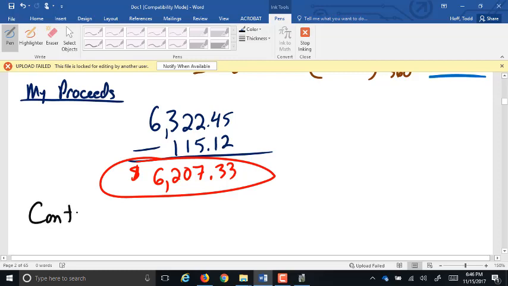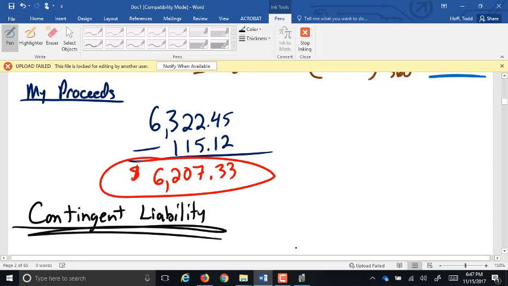I'm going to throw out a big word here. Contingent liability. Contingent means something that exists under certain conditions. Now, the book describes it as though I sold Kyle's loan to the bank. That's not true. I did not sell Kyle's loan to the bank. I took out a loan from the bank based on Kyle's loan, and as part of that agreement, I gave the bank the right to collect from Kyle.